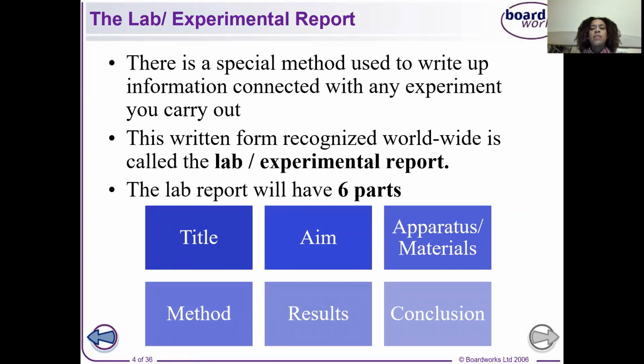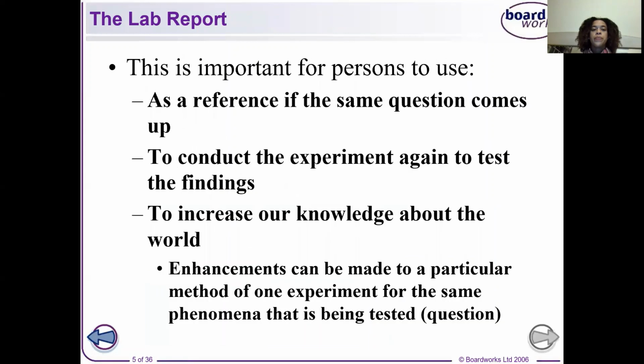So there's a special method that is used to write up the information connected with any experiment that you carry out. Worldwide, this is recognized as the lab report or the experimental report, and it has 6 parts. It has the title, the aim, apparatus and materials, methods, results, and conclusion.